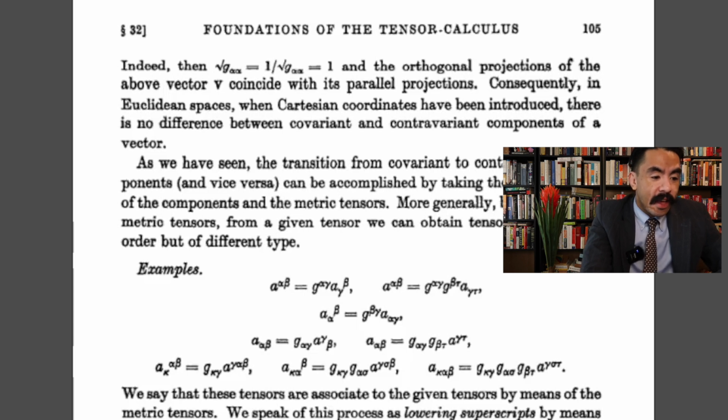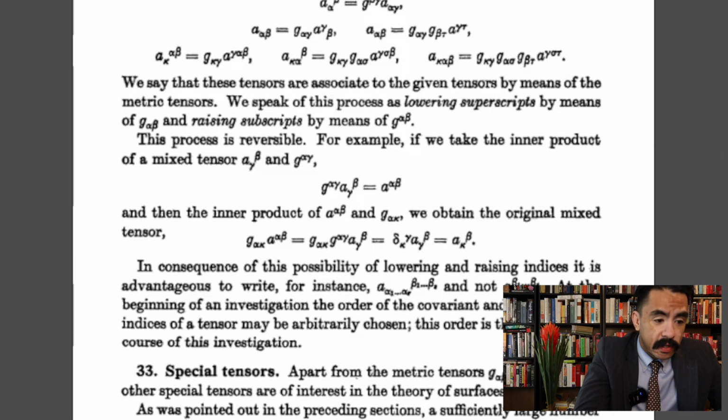Okay. A sub kappa and then superscript alpha beta equals g sub kappa gamma times a superscript gamma alpha beta. Also, a sub kappa alpha superscript beta equals g sub kappa gamma times g sub alpha sigma times a superscript gamma sigma beta, and a sub kappa alpha beta equals g sub kappa gamma times g sub alpha sigma times g sub beta tau times a superscript gamma sigma tau. We say that these tensors are associate to the given tensors by means of the metric tensors.